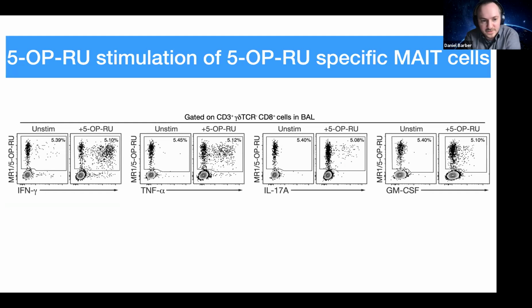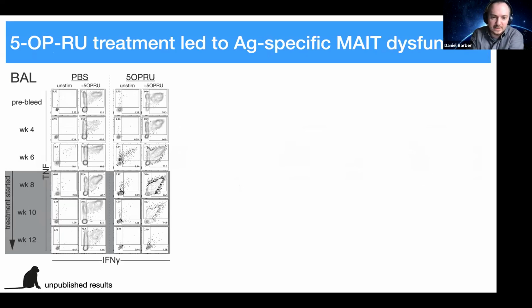We next looked at their function, and this is just some example FACS plots for the aficionados. You can very nicely quantify MAIT function because you can still get on tetramer after stimulation with ligand. And so we're looking at the function of 5-OPRU specific cells after stimulation with 5-OPRU. This also reminds me to mention again that unlike mice, MAITs in macaques primarily make interferon gamma and TNF and a little bit of IL-17. And also we can always detect some GM-CSF. That is definitely real staining.